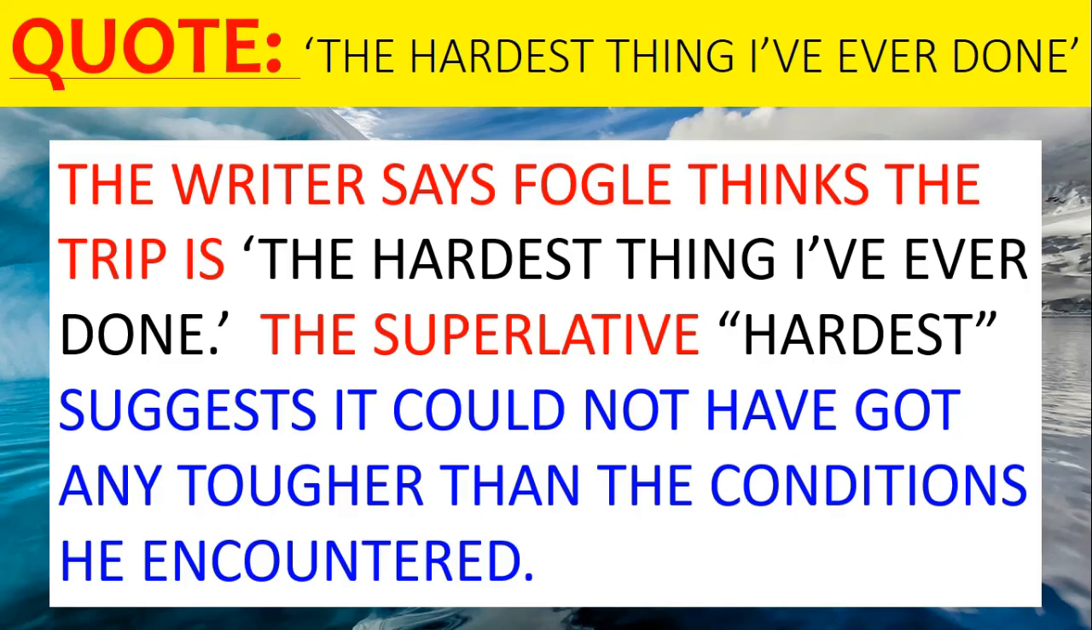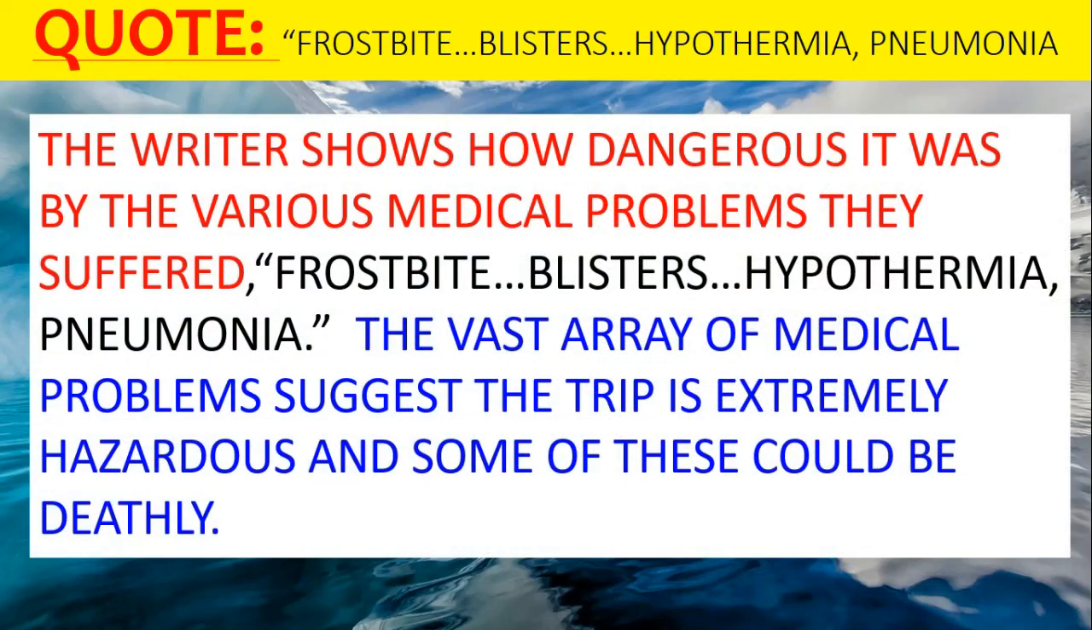The writer says Fogle thinks the trip is the hardest thing I've ever done. The superlative hardest suggests it couldn't have got any tougher than the conditions he encounters. Obviously, if it's the hardest thing he's ever done, then he's never going to experience anything more than that. The writer shows how dangerous it was by the various medical problems they suffered: frostbite, blisters, hypothermia, and pneumonia. The vast array of medical problems suggest the trip is extremely hazardous, and some of these could be deathly.